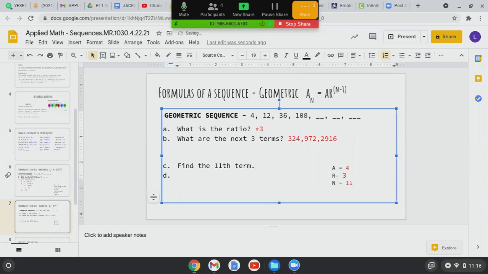So we have A sub N equals A R to the N minus 1. And here, I said to you earlier that you were going to have to remember exponents. Here they are.